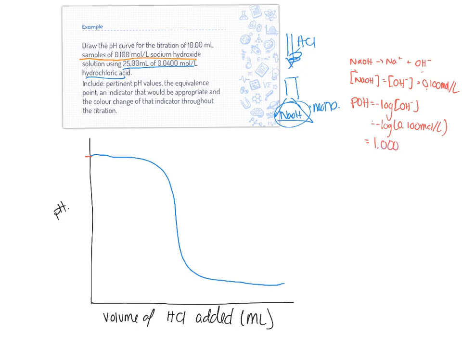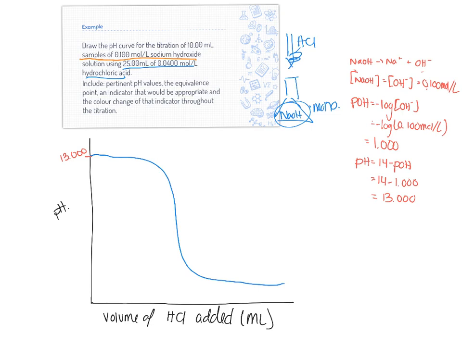It should have 3 decimals. We are plotting pH, not pOH. So pH is 14 minus pOH. So 14 minus 1.000 is 13.000. And that is the pH to begin with here.